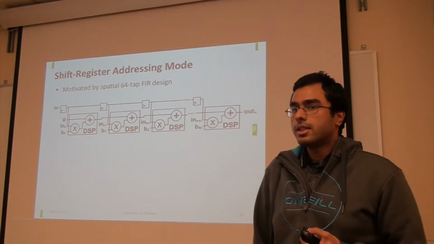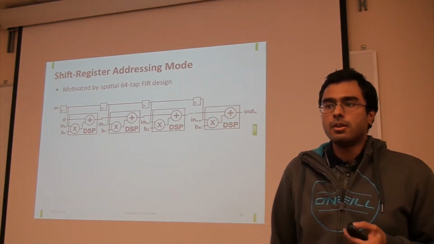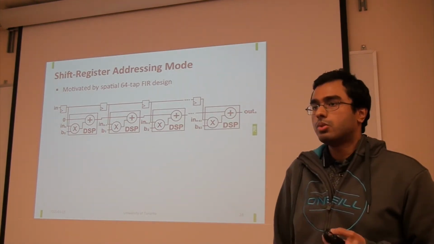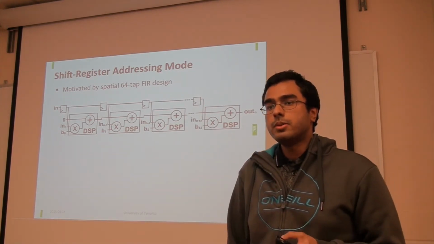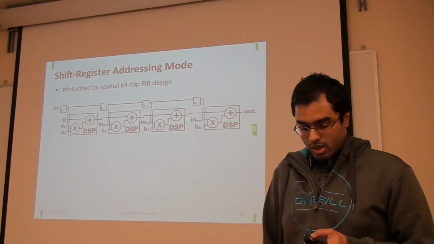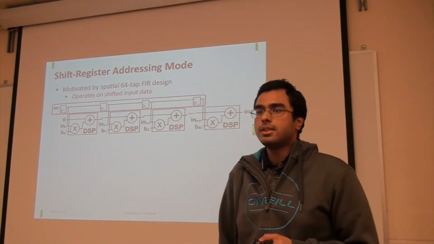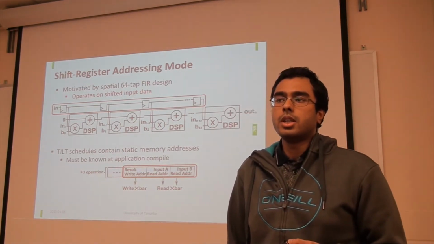Another enhancement is the shift register addressing mode that was motivated by the 64-tap filter, which is one of our benchmarks. This filter is most efficiently implemented as a fully spatial compute pipeline, as illustrated by this figure, with input or output data placed inside shift registers. So how do we efficiently implement FIR on tilt?